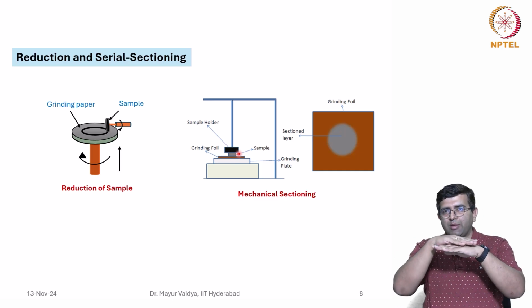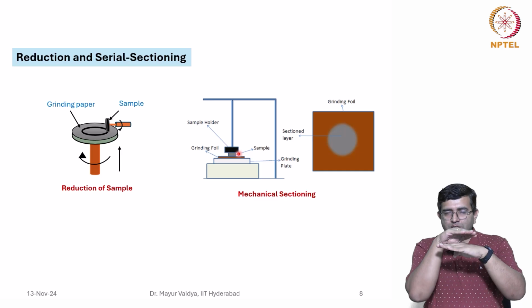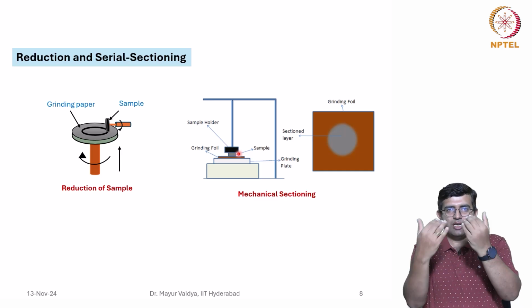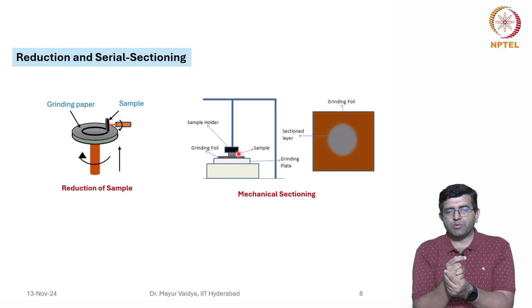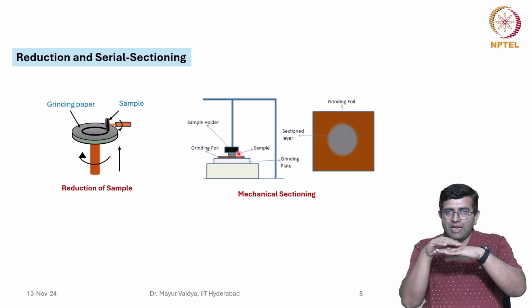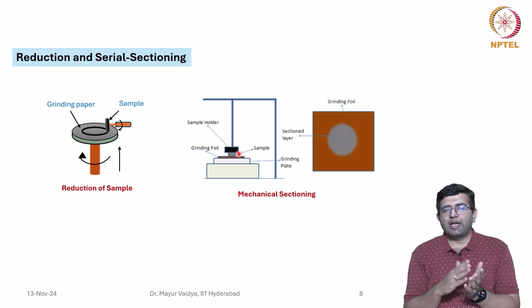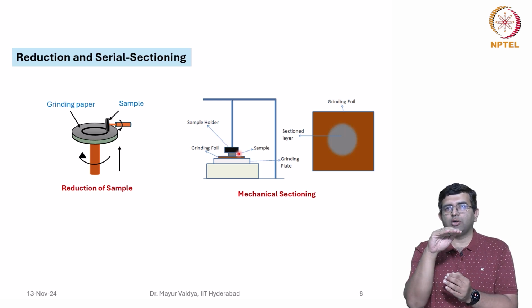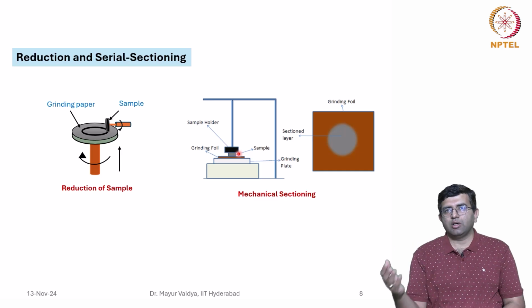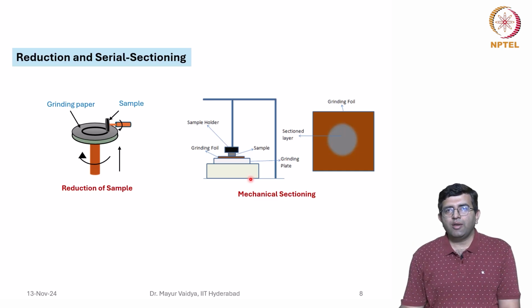And therefore, it is very important that while sectioning, the sample is very parallel to the grinding plate. This is the very first step that they teach you when you do this kind of experiment, what is known as calibration. So the sample should be parallel, and once that is ensured, then you can safely assume the thickness that is removed based on the weight.